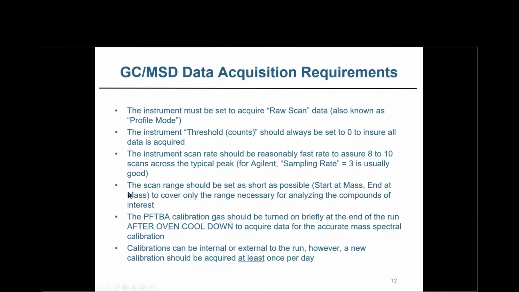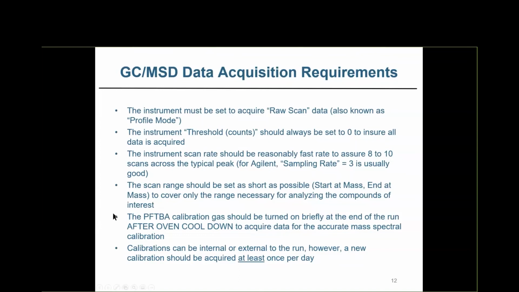If you're only measuring compounds in a small mass range, there's no need, unless there's an experimental need, to scan a very large mass range. The shorter you can scan the mass range, the more scans you're going to get, the better the signal to noise, and the better results you're going to get. And this is true of any kind of measurement that you're doing in the GCMS.